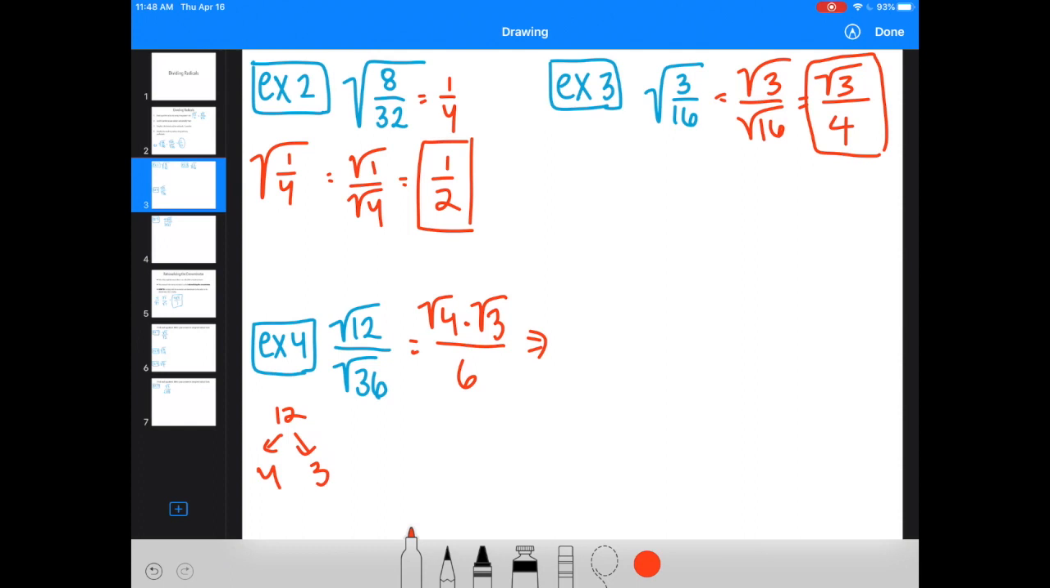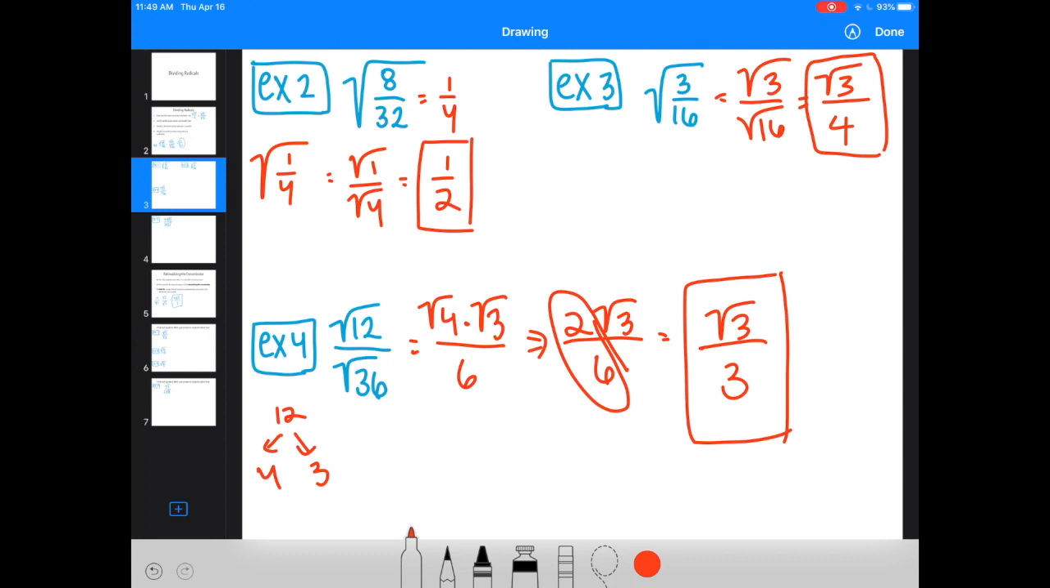Now I take it a step further and I take the square root of that 4, which gives me 2. So I have square root 3 over 6. Can anything else in that equation be simplified? Well, yeah. 2 and 6, think of that as a fraction. That could be simplified. So I'm going to divide both of those by 2 to give me square root 3 over 3 as my final answer.